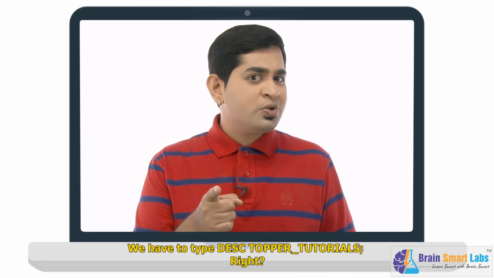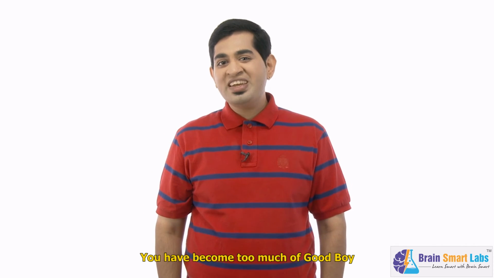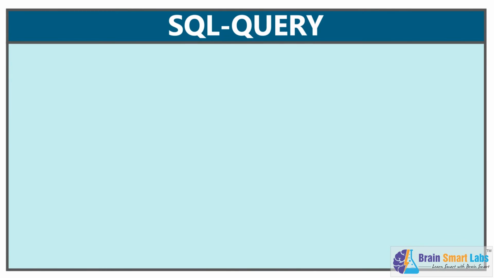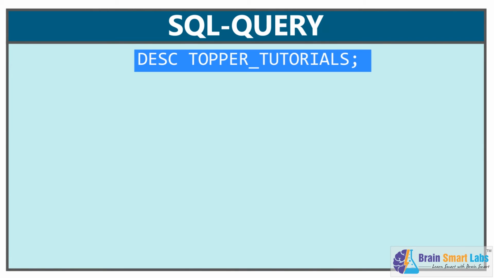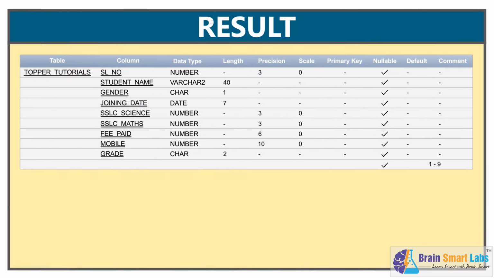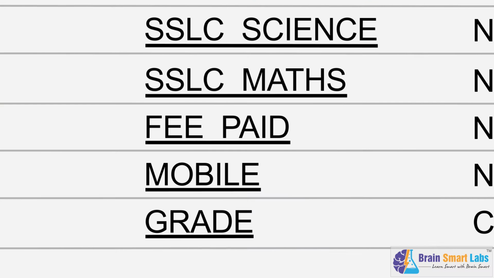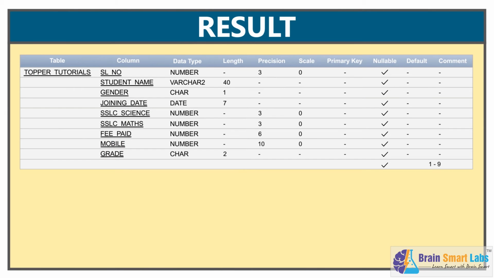Now if we want to know whether the name of the column has changed or not, we have to type DESC topper tutorials. Take a look. You see, the phone number column has been renamed to mobile in our 8th column. Like this, you can rename any column any number of times, anytime using our rename keyword.